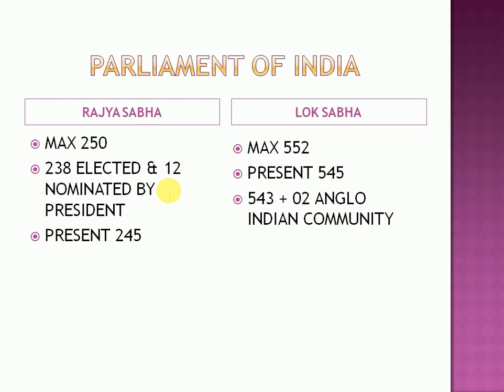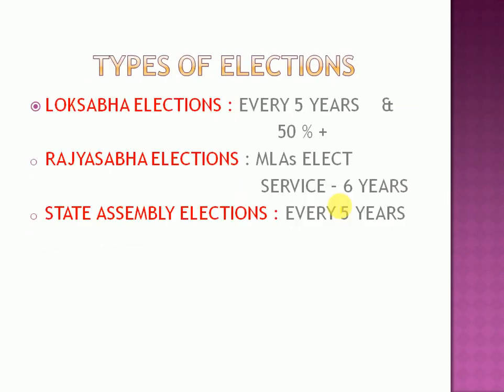Now basically India forms a federal form of government and it is divided into central government and state government. Coming to the Parliament of India, the Parliament of India consists of 2 houses, the upper house, that is Rajya Sabha, and the lower house, that is Lok Sabha. Now Rajya Sabha has a maximum of 250 members, in which 238 are elected and 12 are nominated by the President. Presently, there are 245 members in Rajya Sabha. Lok Sabha, a maximum of 552 members. Presently, there are 545, which includes 543 elected ones and 2 from Anglo-Indian community.